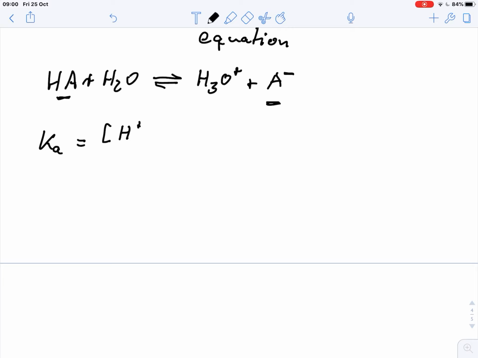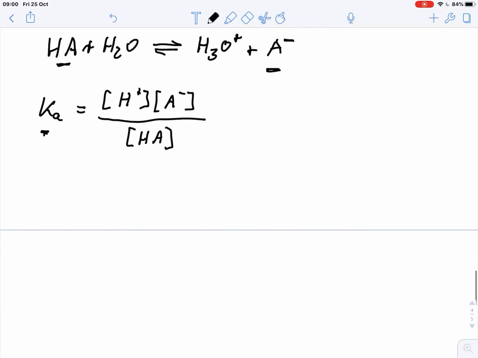I just write it as H+, that makes life so much easier. And the base divided by the concentration of the acid. And because I just sort of wrote it as the proton concentration, I don't need the water. And we usually would not write the water concentration down here because that is usually included in Ka.